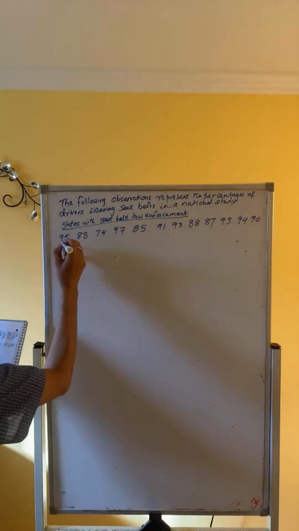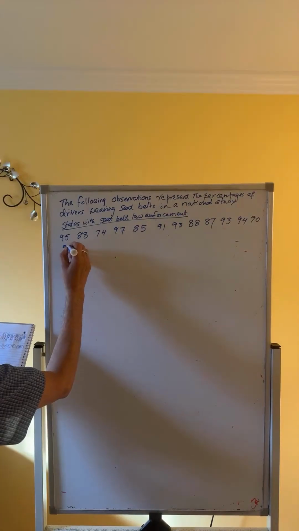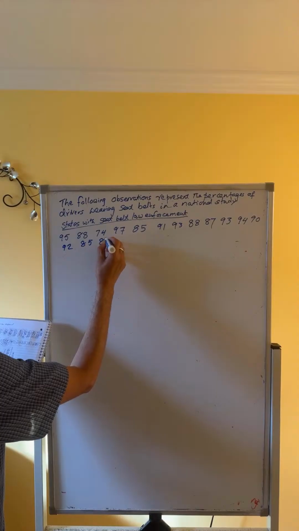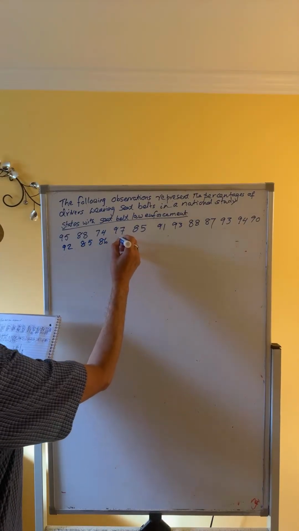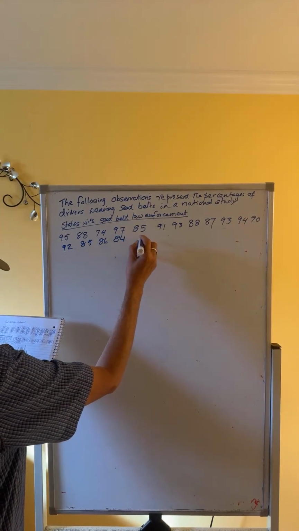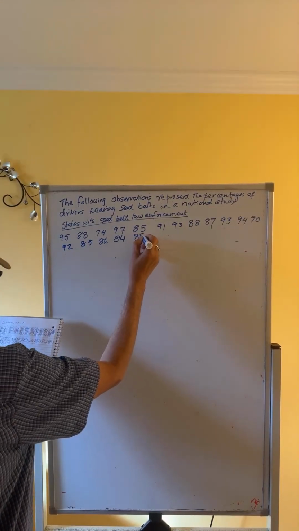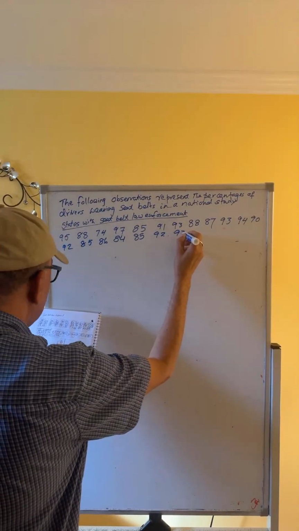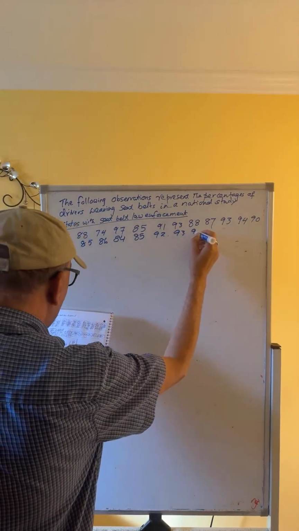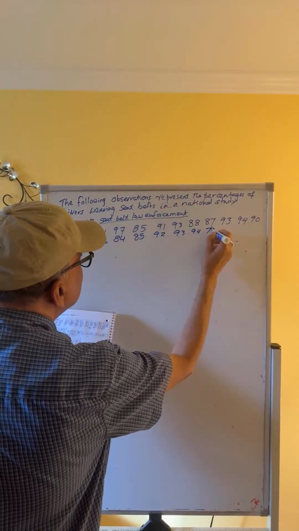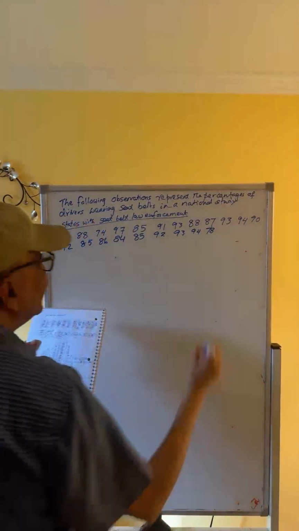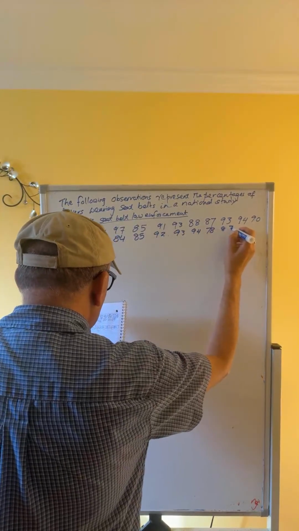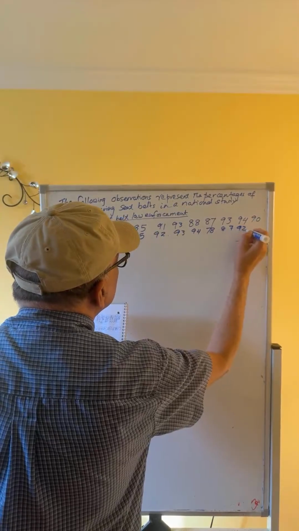Okay, next row. 92, 85, 86, 84, 85, 92, 93, 94, 78, 87, 92, and a 90.